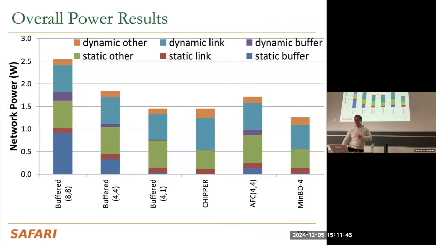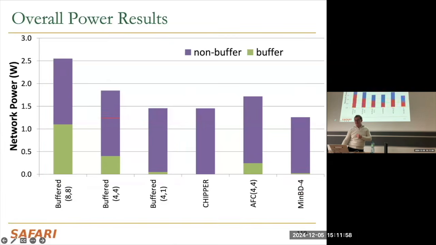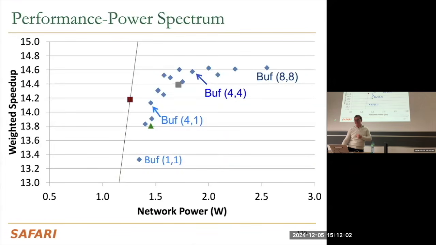Okay, so I'm going to skip some of these results, because there's a lot of analysis. Buffer power is still much smaller than in a buffered network, and the minimally buffered deflection network is smaller even though we add a 4-flit buffer. So that's good, and there's more in the paper. There's more analysis, which is the performance-power spectrum over here, which is interesting.